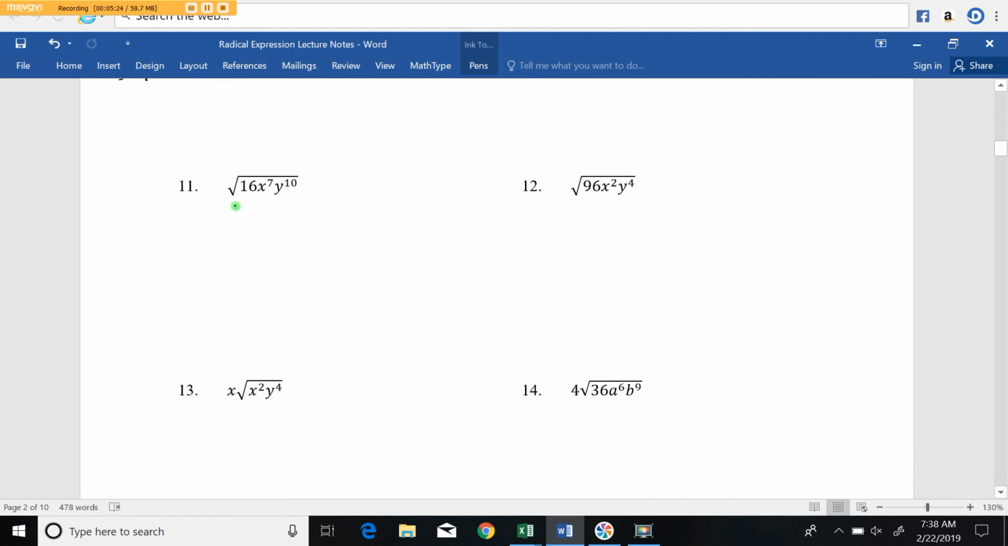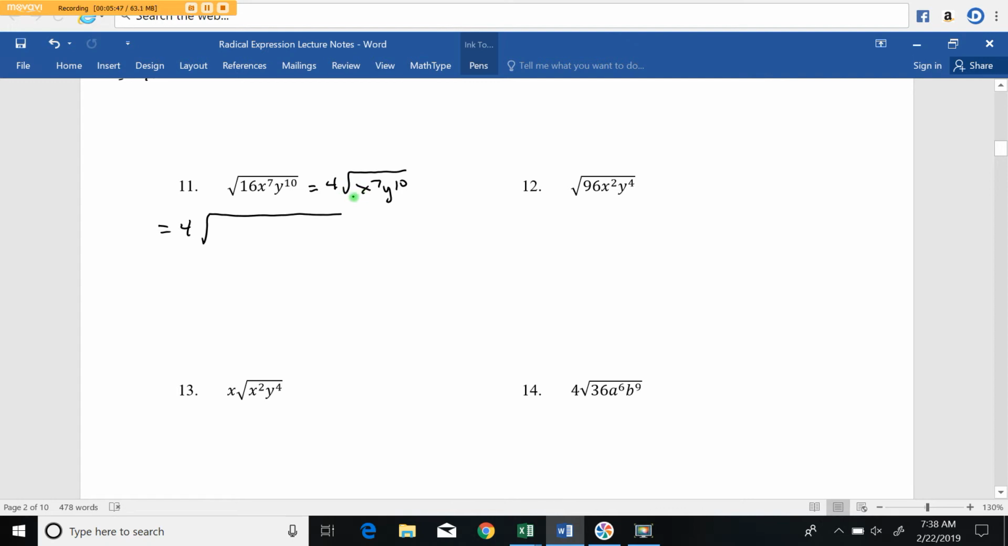All right, taking a look at this. Now we have numbers and variables here. So this 16, that can be square rooted right away. Let's do this. Square root of 16 is 4, and then square root x to the 7th, y to the 10th. All right, now what we'll do is we'll just kind of keep working on this, right? That 4 will stay out in front, and let's deal with this.